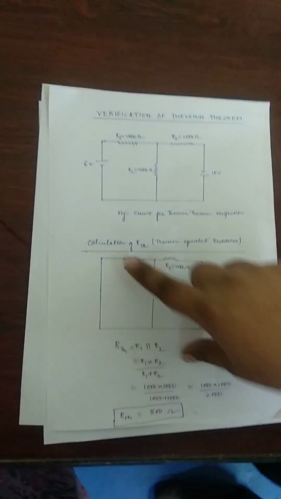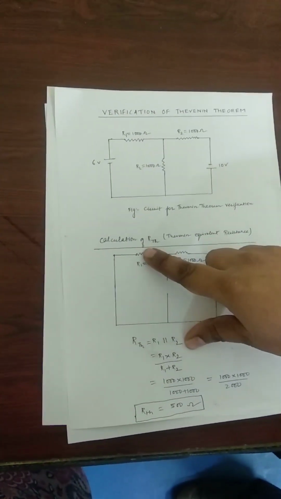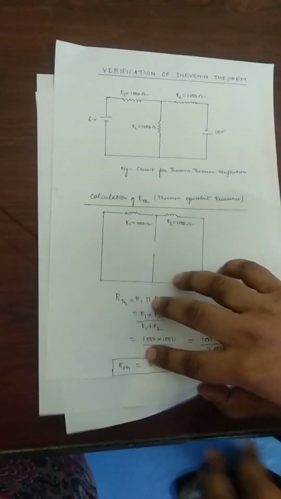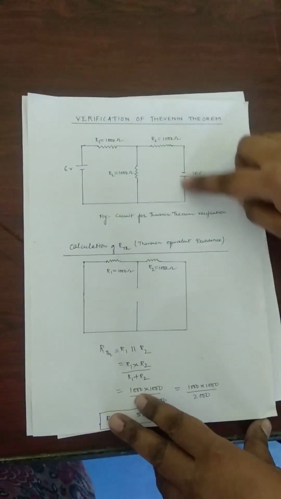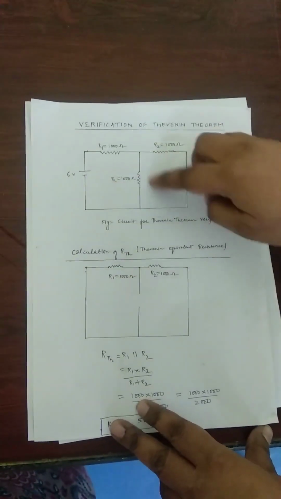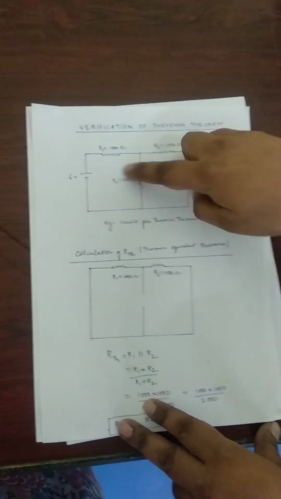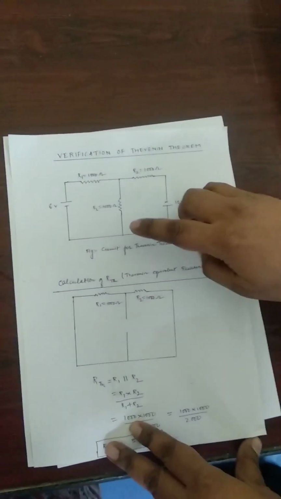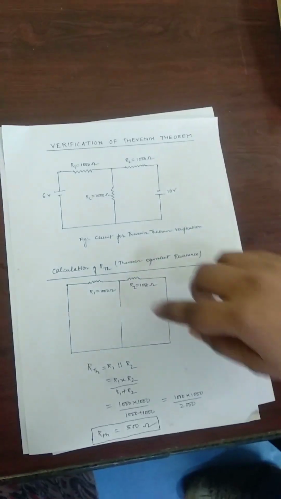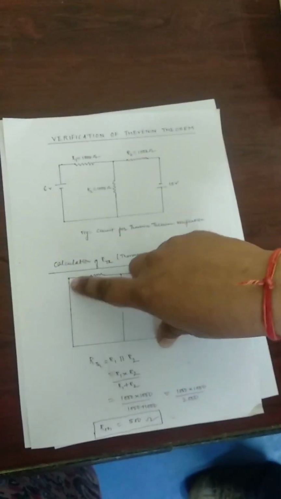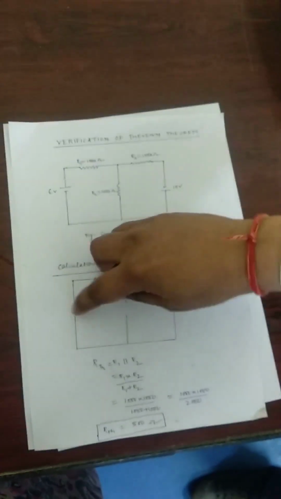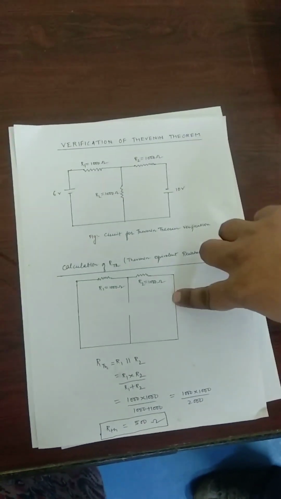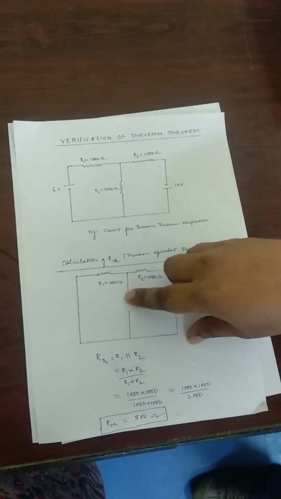Now, how can we calculate the value of RTH? For calculation of RTH, we need to short circuit the voltage source, and we have to open the load resistance across which we need to calculate RTH. So we have short circuited the voltage source. V1 and V2 have been short circuited, and RL is open circuited.